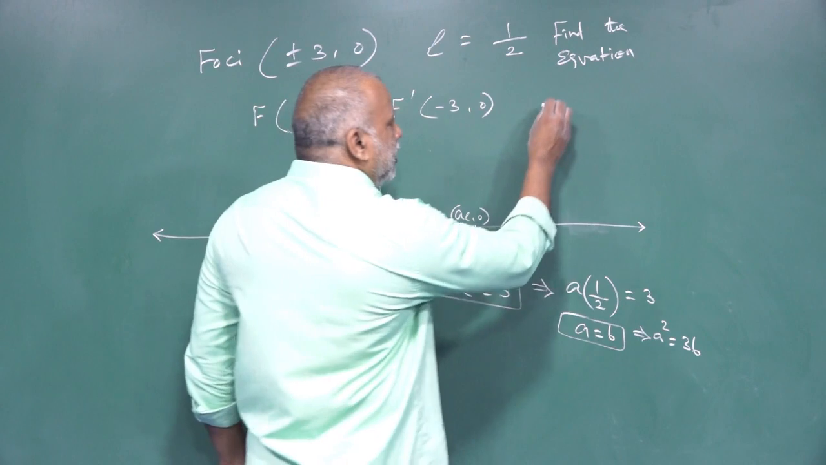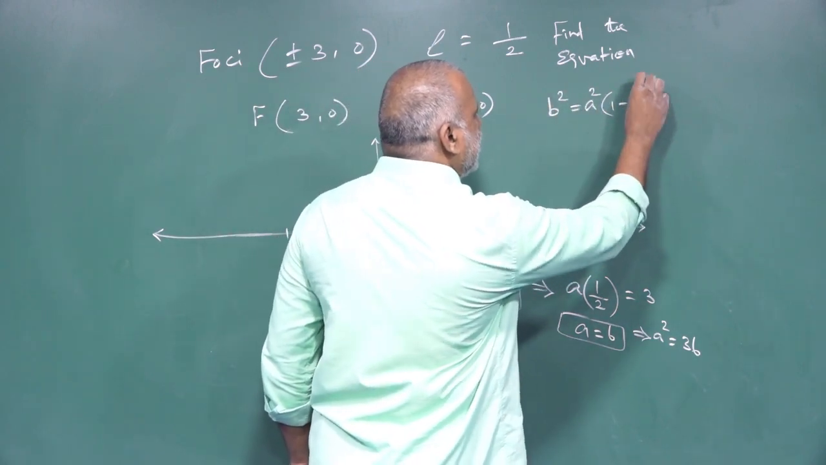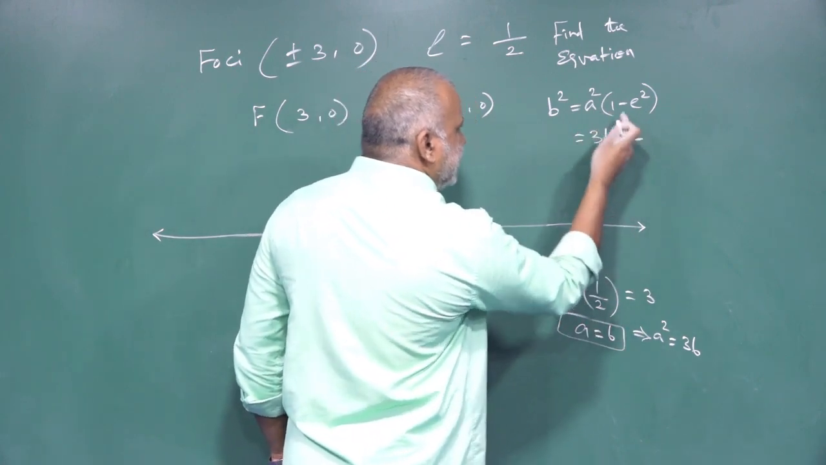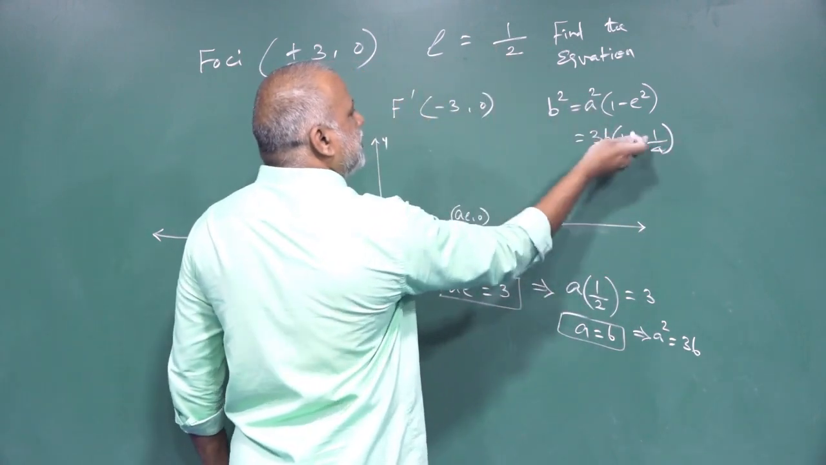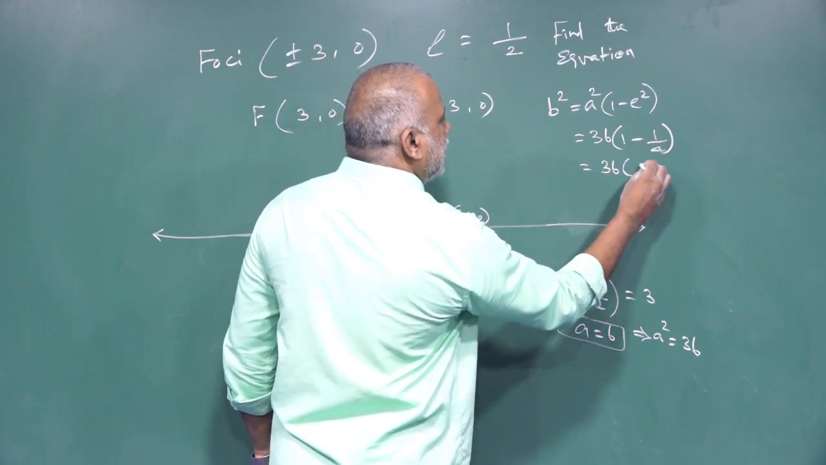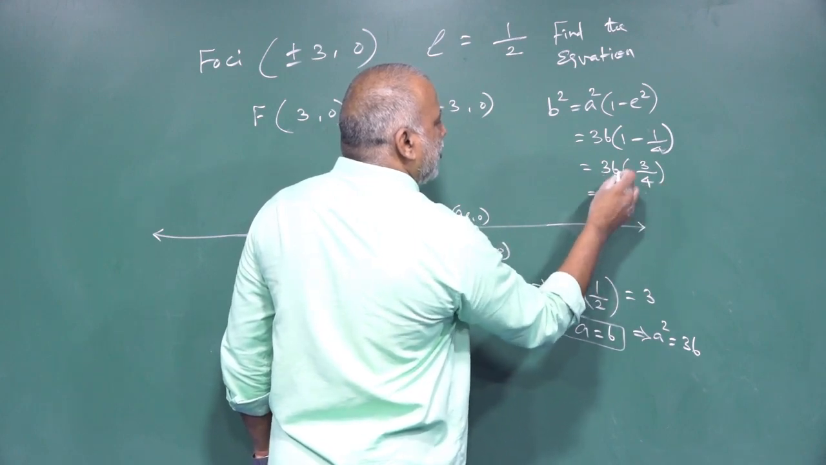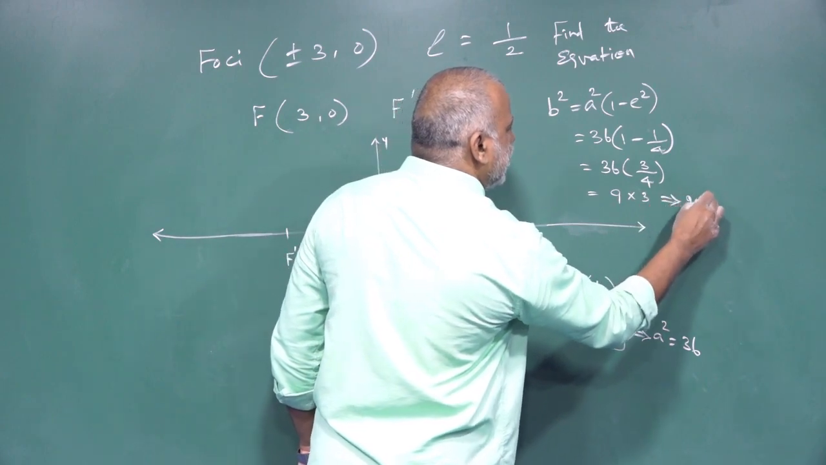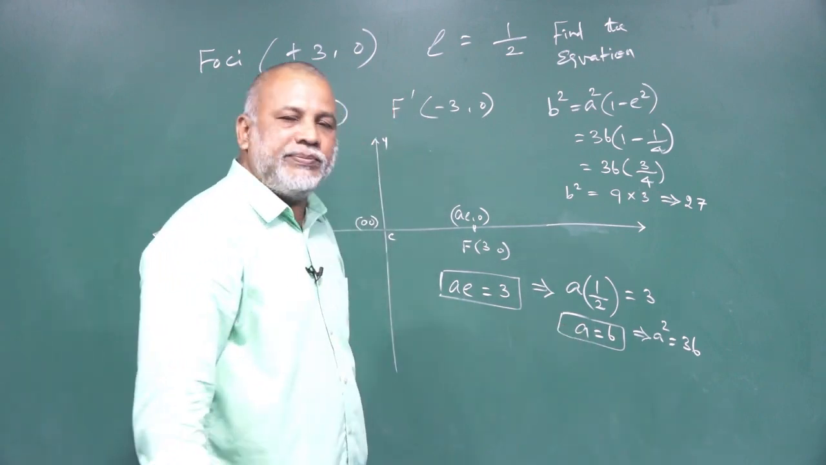We need b squared. What is the value of b squared? a squared into 1 minus e squared. So here a squared equal to 36, 1 minus the value of e squared, which must be 1 by 4. Squaring e, we get 1 by 4. Just take LCM: 4 minus 1, 3 by 4. This 4 and 36 cancel, 9 fours, again into 3, therefore we get 27. So b squared equal to 27, a squared equal to 36.